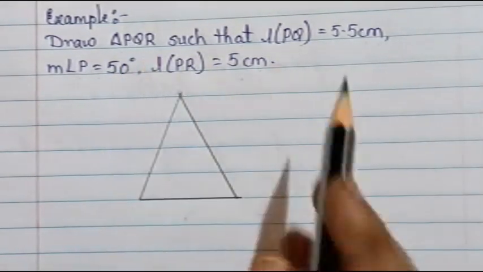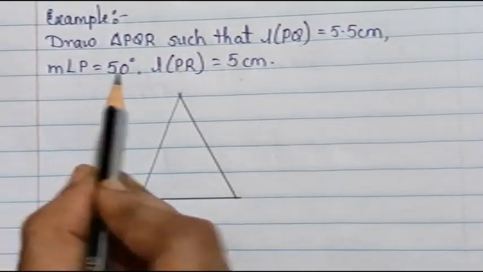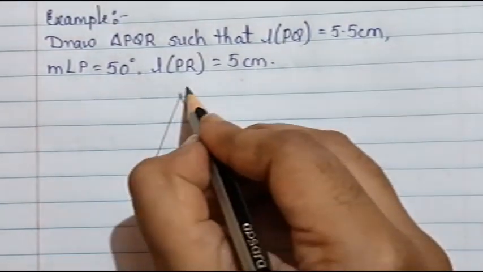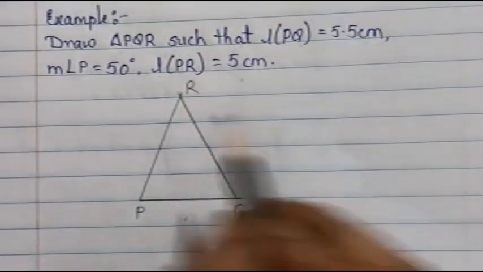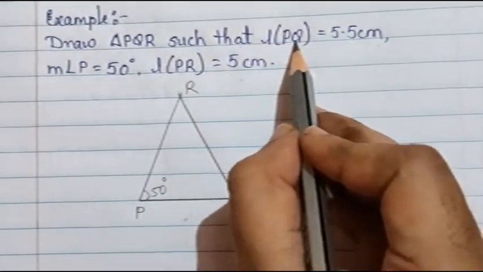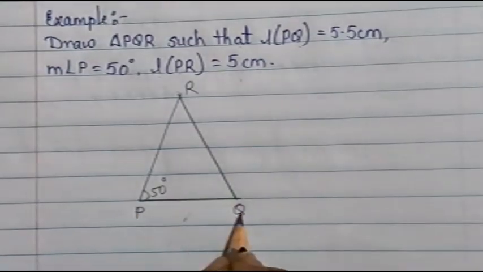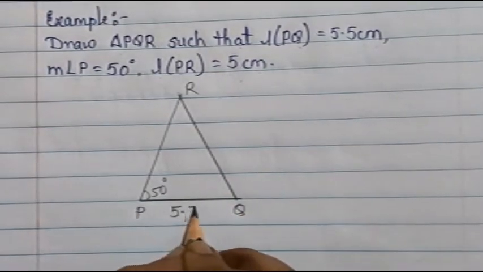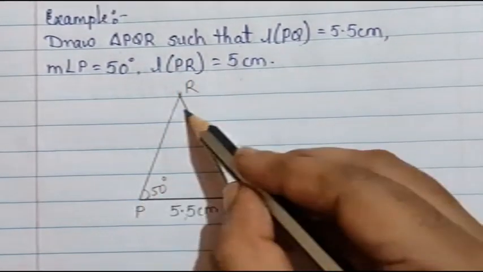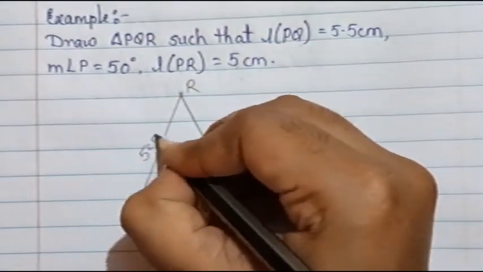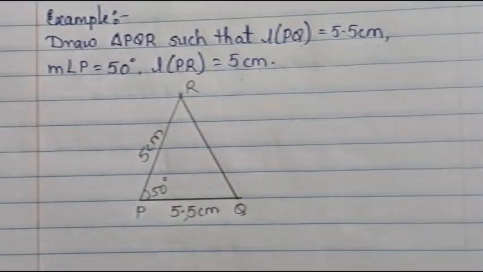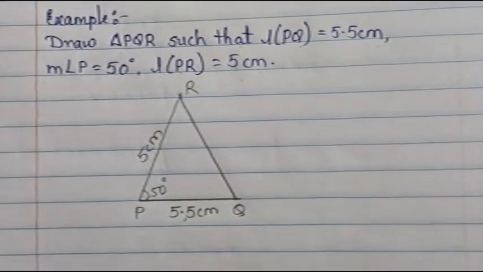Now in triangle PQR, the measure of angle P is given, so we'll take P here, then Q and R. The measure of angle P is given as 50 degrees. Side PQ is given as 5.5 centimeters and PR is given as 5 centimeters. So with this help we are going to construct the triangle. Now let us construct it.